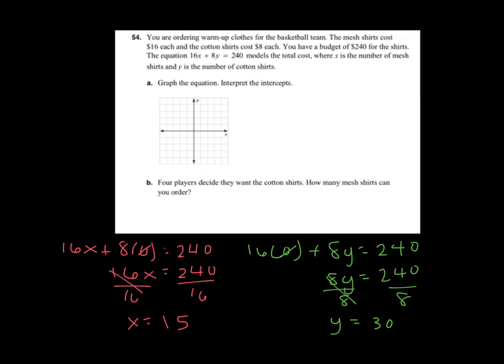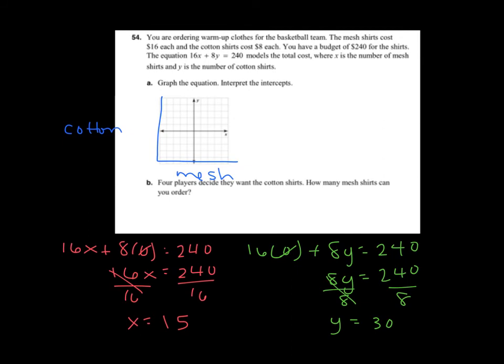Now notice these numbers are fairly large, so it would be difficult to graph if I used a scale of 1, but you can always change your scale and go by 5s if you need to. That's what I would suggest that you do. I'm also going to change this into a 1-quadrant graph because for this word problem, it wouldn't make sense to have negative numbers of shirts. Make sure you go back to the problem and figure out that x was our mesh shirts, so I'm going to label my x-axis as mesh, and y was cotton, so I'm going to label that as cotton shirts. That way I don't get confused when I'm graphing.